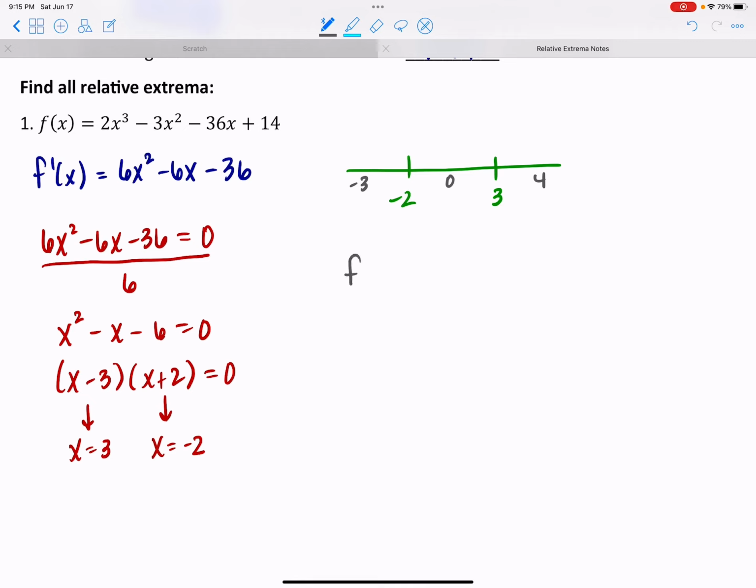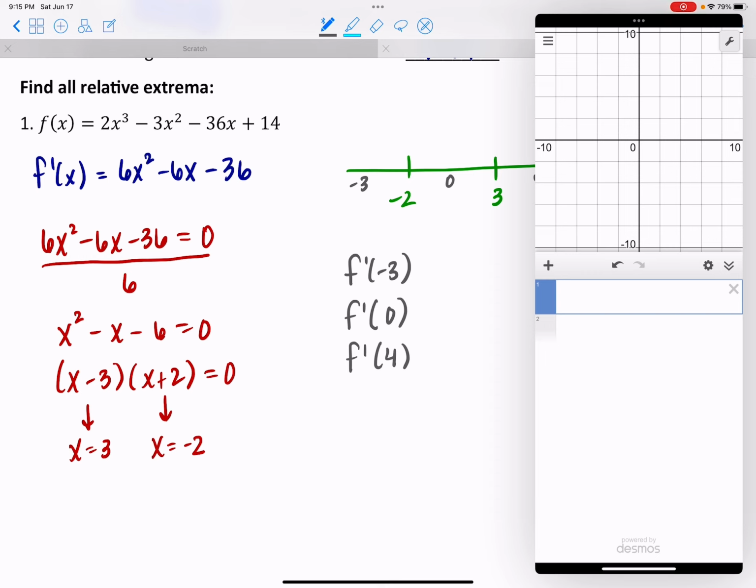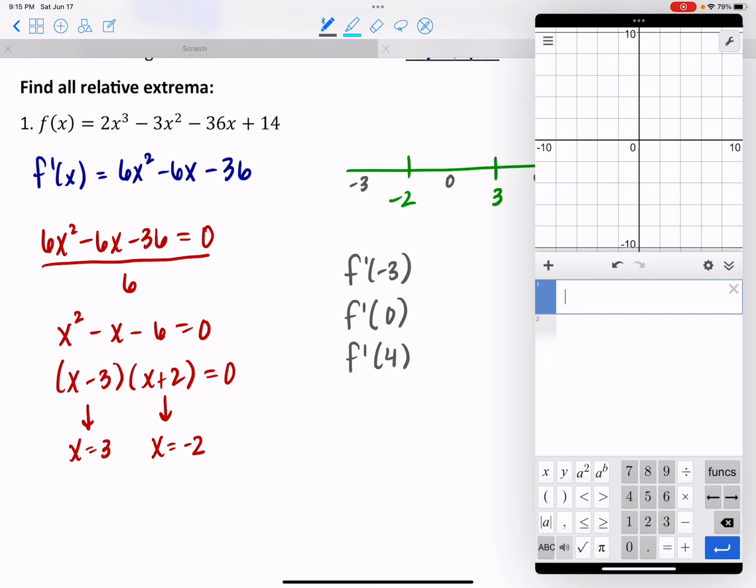So we're plugging into our derivative. We're trying to find f prime of -3, f prime of 0, and f prime of 4. And we really don't need the value, I just need to know if it's positive or negative to tell me if my graph is increasing or decreasing. So if you wanted to just use your calculator, you could. You can just type your function in there and swap out the x values.